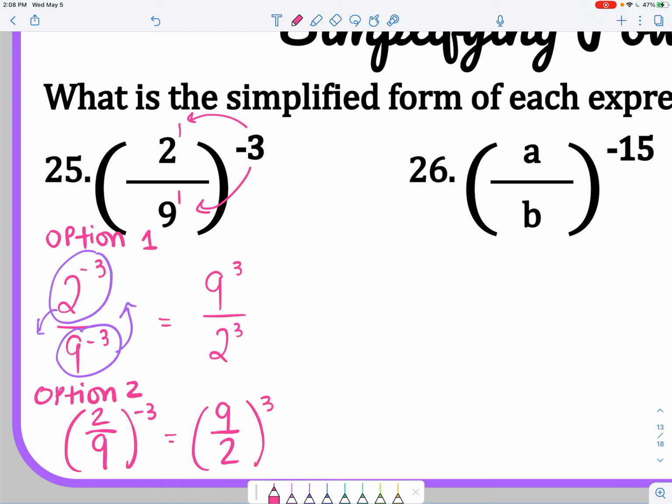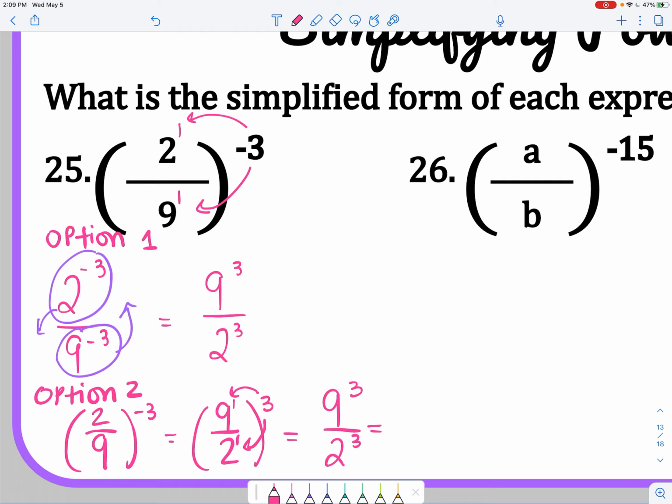So I could rewrite it like this: (9/2) to the +3. And for some people, this might be a little bit easier. And then multiply the exponents to give me 9 to the power 3 over 2 to the power 3. So we end up getting the same thing no matter what. And then I can further simplify this. I'm going to have to use a calculator here real quick.